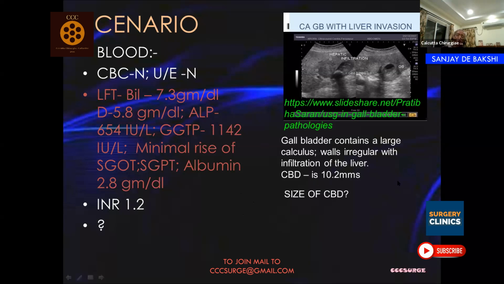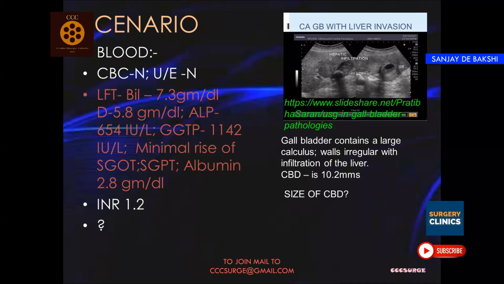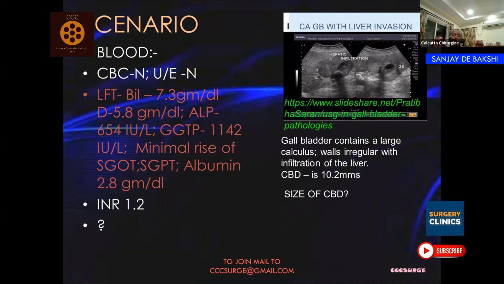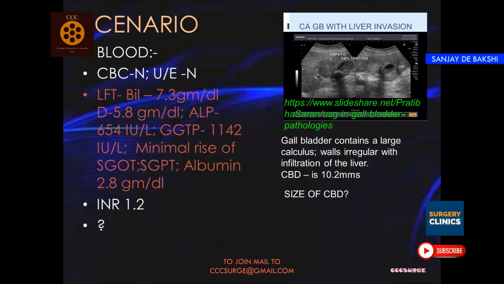Any other information that MRCP will fetch you? Why do you want an MRCP? Intrahepatic biliary radicals. See, if the bile duct is dilated, it is likely that the intrahepatic bile duct will also be dilated, isn't it? The patient is jaundiced. CBD stones, sir. Yeah, it could be a CBD stone. Of course it could be, but would the patient have presented like this? More in favor of malignancy.